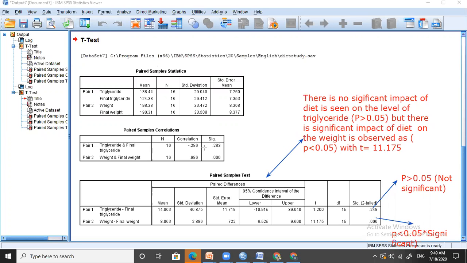So this is how we conduct paired sample t-test using SPSS and how we interpret the result. Thank you students, see you in the next lecture.